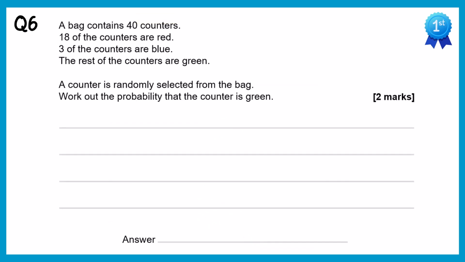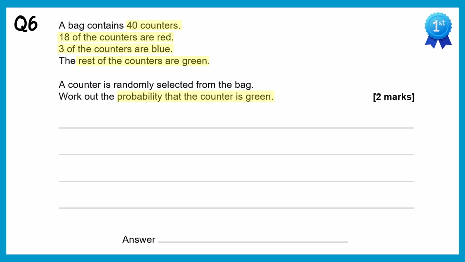In this question, we're told that a bag contains 40 counters. 18 of them are red, and 3 of them are blue, and the rest are green. We need to work out the probability that a counter that's selected is green. To do this, we need to know how many green counters there are.